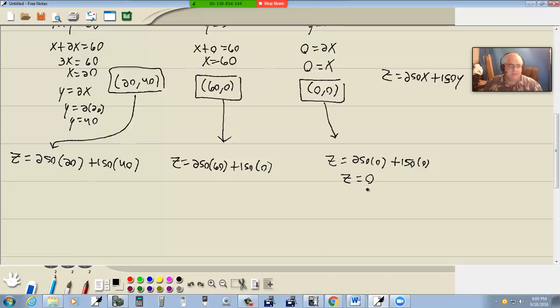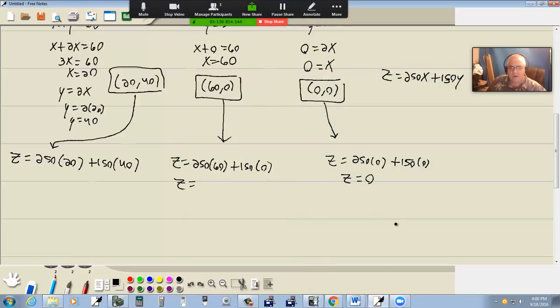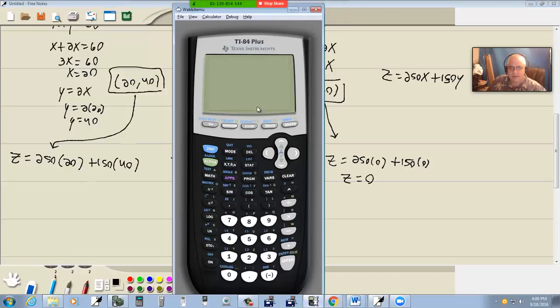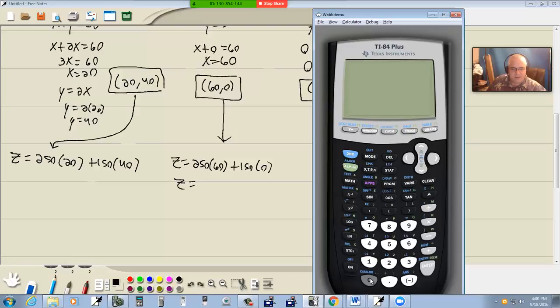Now this one gives us 0. Now over here, 150 times 0 is 0. 250 times 60 is 15,000.